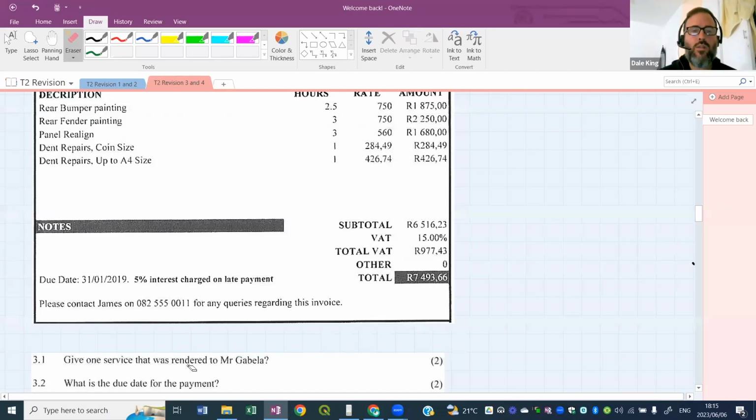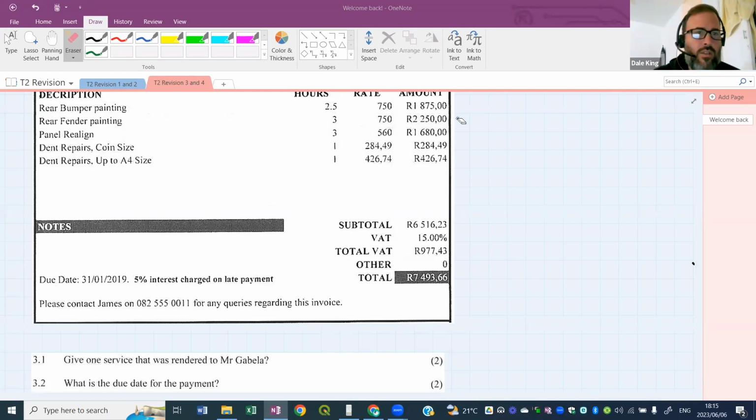Name one service that was rendered to Mr. Khabela. So these are all the things that were done for him on his car, and he got charged for them. So any one of these five is a service that was rendered to him. The word rendered means given to him, offered to him. The service that was offered to Mr. Khabela based on this invoice here. So name one service that was rendered.